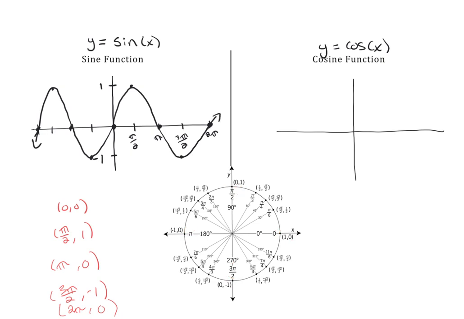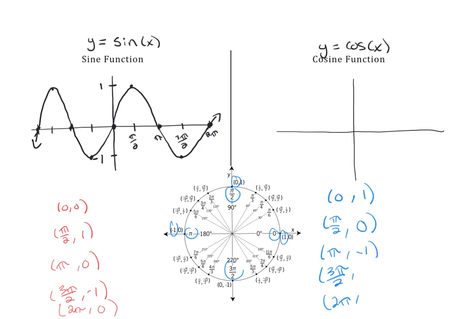All right, and now for cosine, same idea, where the x value on the graph comes from these radians: 0, pi over 2, pi, 3 pi over 2, and 2 pi. And then the y value is coming from the point here. So we've got 0, 1, pi over 2, 0, pi, -1, 3 pi over 2 is 0, and then 2 pi is back to 1.